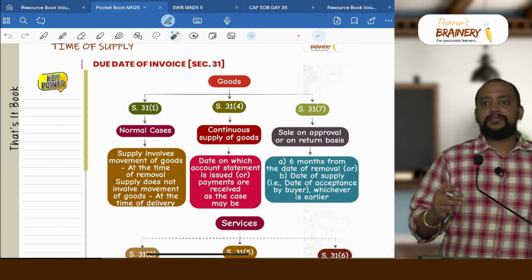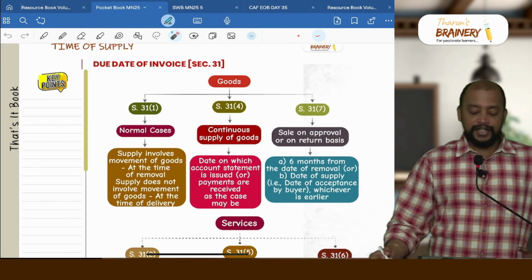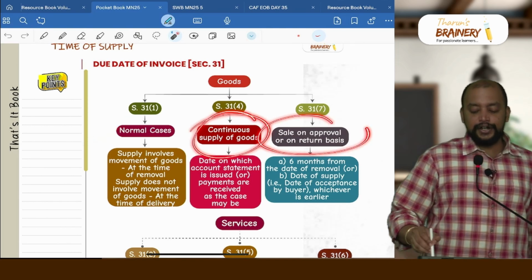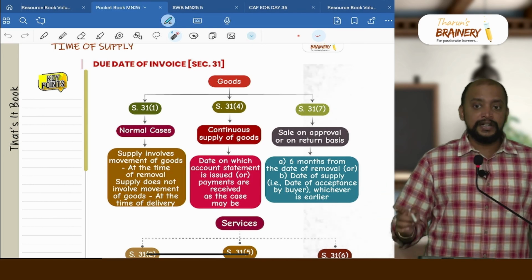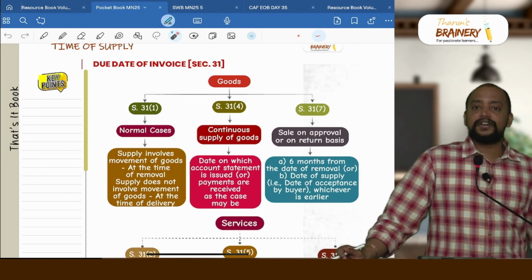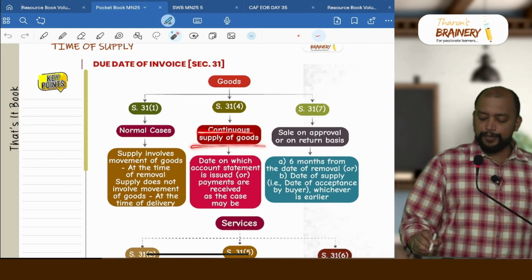For goods we have normal cases, continuous supply of goods, sale on approval or on return basis. Normal cases is the balancing figure. First you need to check whether it is continuous supply or sale on approval or not. If it is continuous supply of goods, which means there will be successive supply of goods for which the payments are settled on a periodical basis, then it is continuous supply of goods.